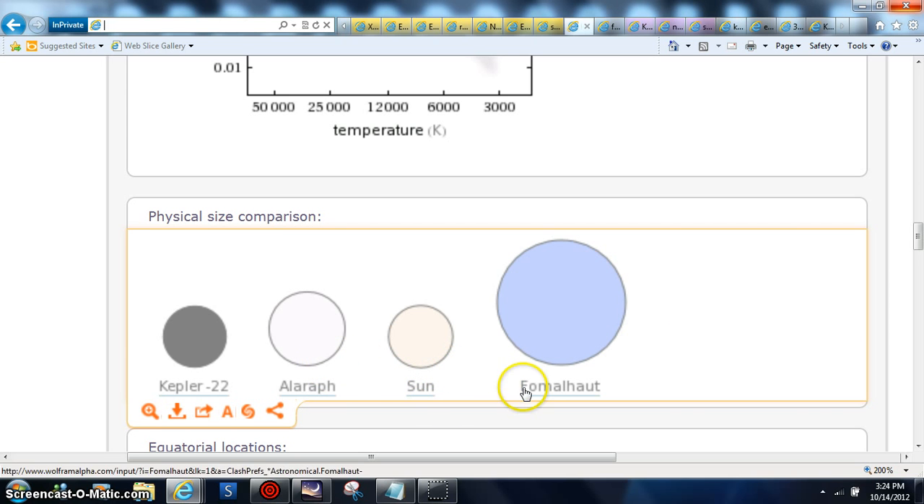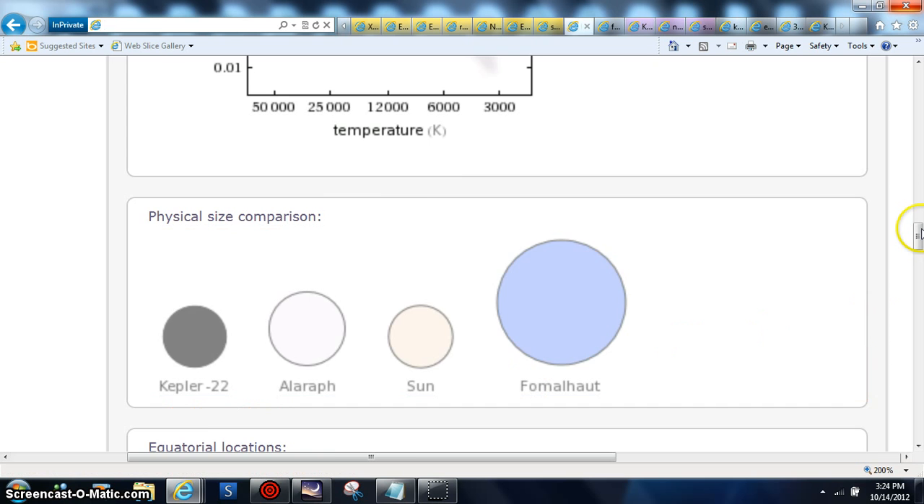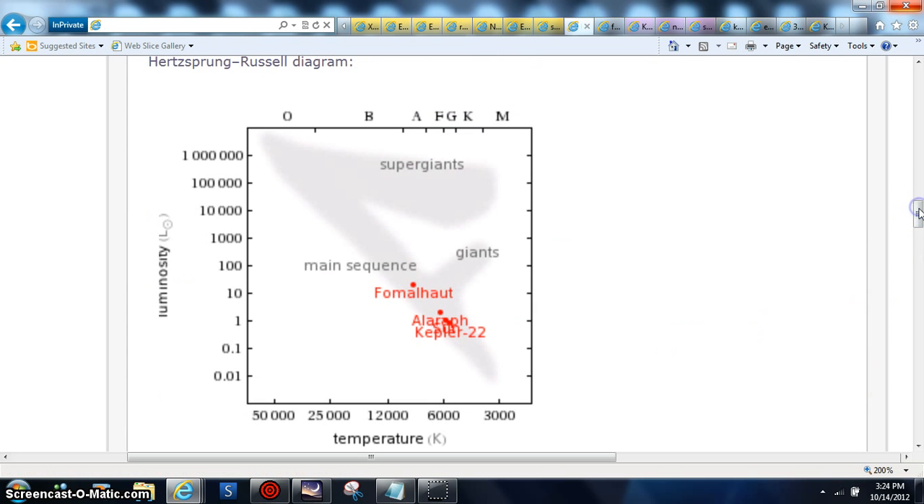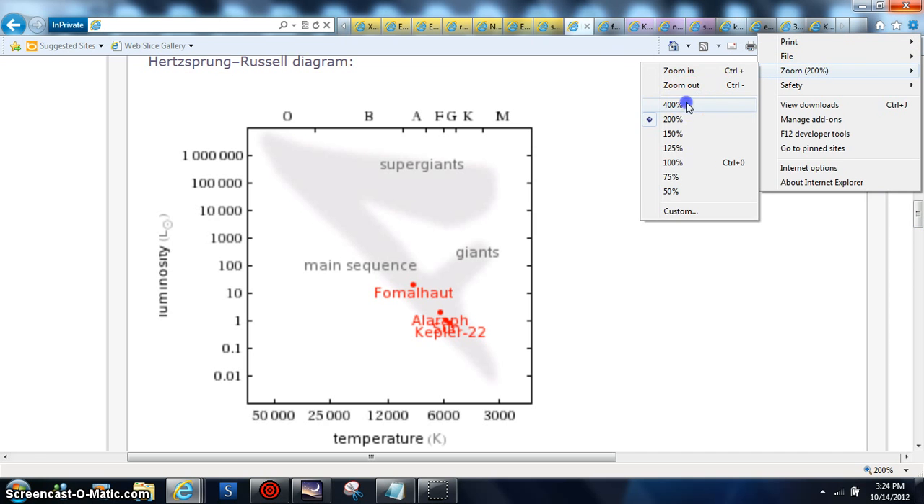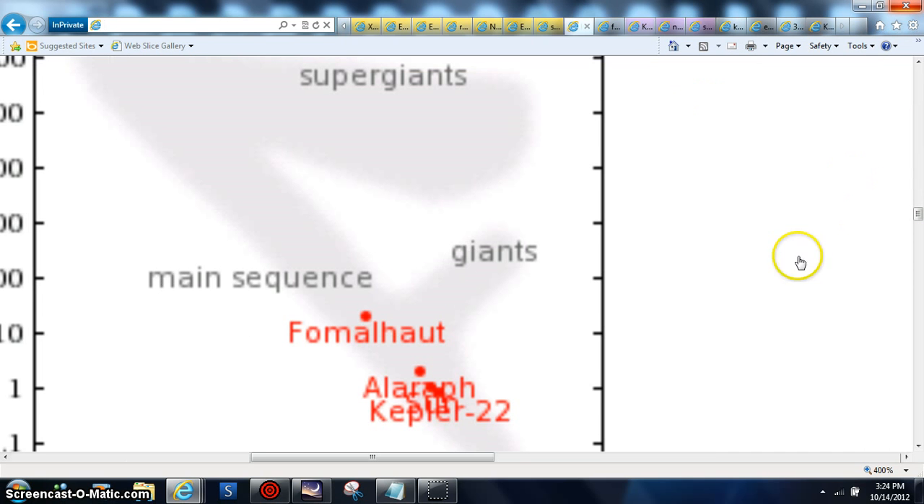Alarath is bigger than the sun. Ormolhat is bigger. And all this stuff is there, and it's in alignment up in space. Let me go ahead and zoom this map up. It's kind of important to know where all this stuff is sitting. When I zoom in, you'll be able to see.